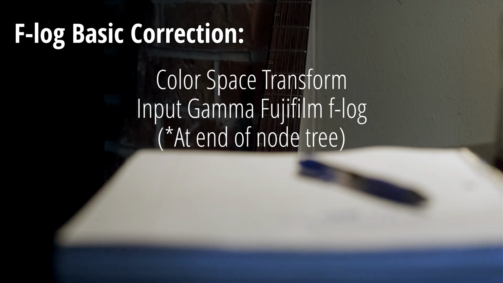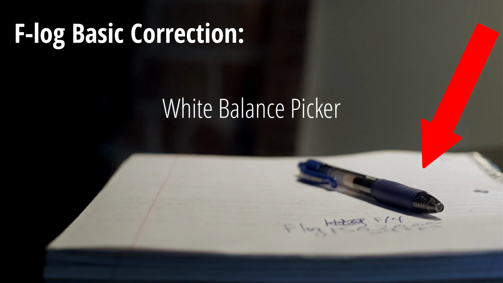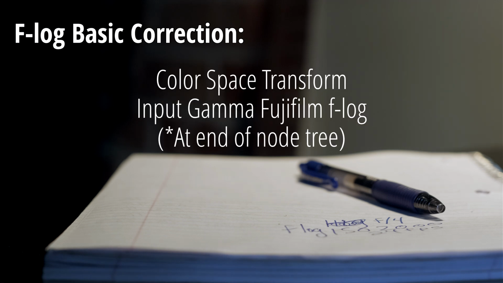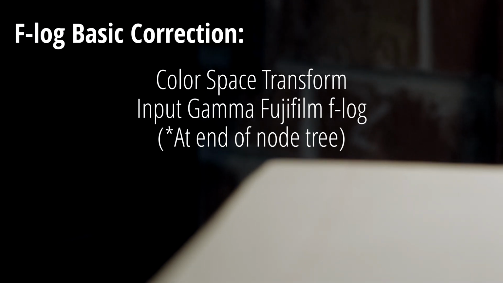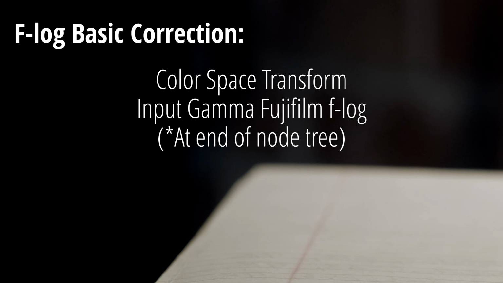I used the color space transform node again, this time with the Fujifilm F-Log as input gamma, and I also did the same white balance again. Important to note here is that the color space transform node was at the end of my node tree and not at the beginning. I swapped its placement, the color space before the white balance, and there was a significant difference between those shots. Maybe one of you knows whether it should come first or last. I don't know. I've seen videos where it's used differently, so I just don't know.